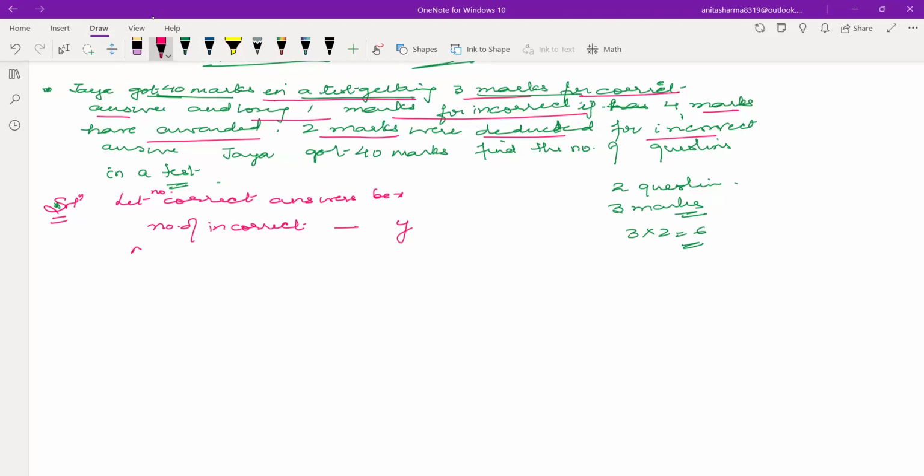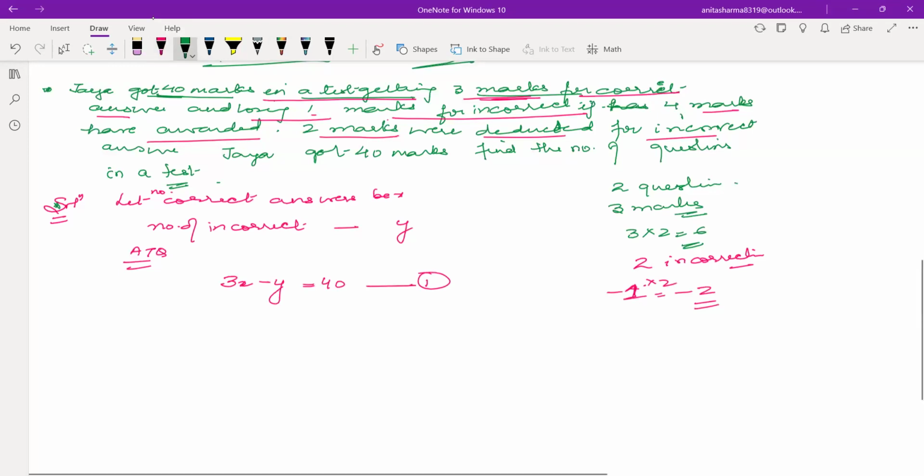So according to the question, 3x will be there because 3 marks are awarded for the correct answer. And suppose you have done 2 incorrect answers. Two questions have wrong answers and 1 mark will be deducted for each. So how many marks will be deducted? Minus 2, minus 1 into 2. So here also for incorrect answers it is minus y. And how many marks did he get? 40. This is the first equation.